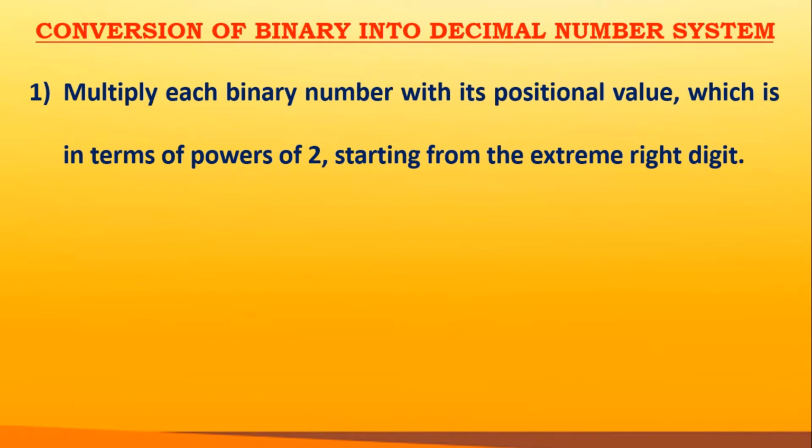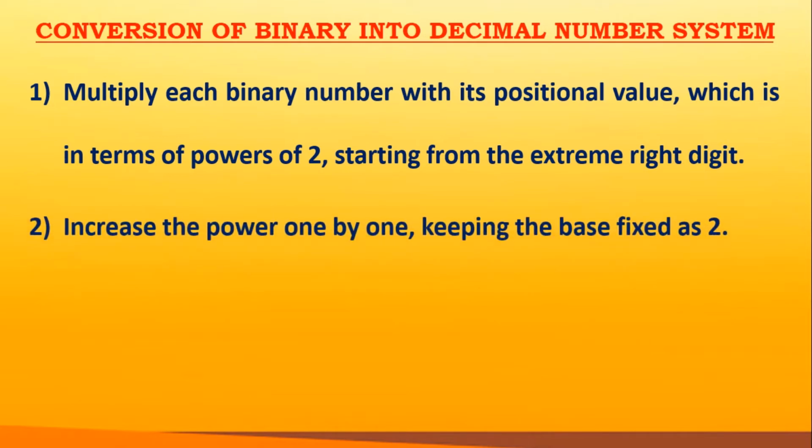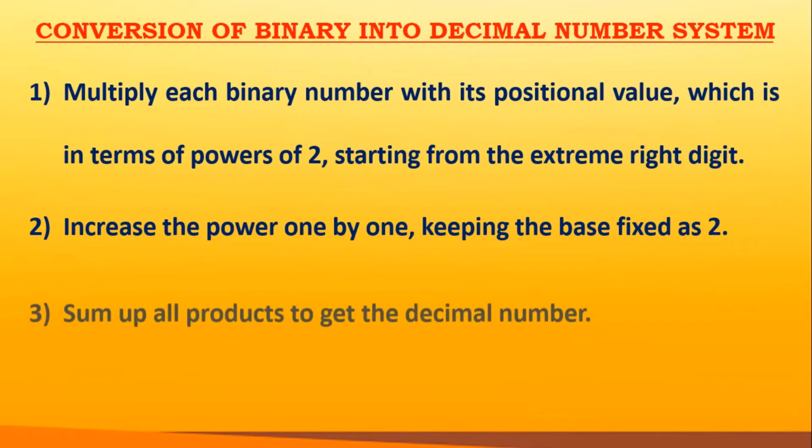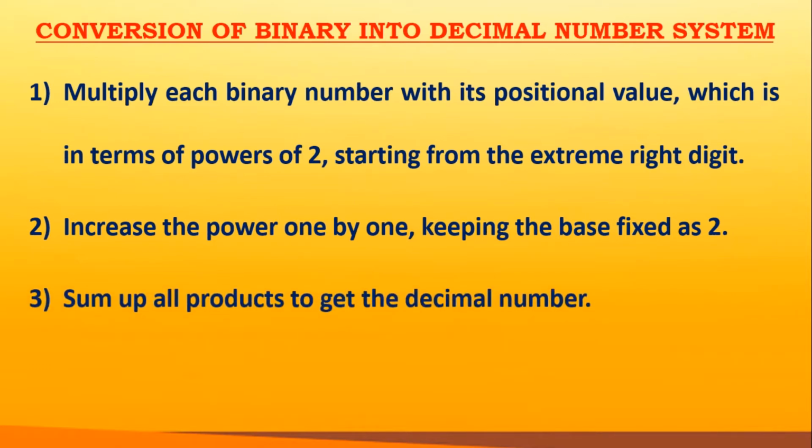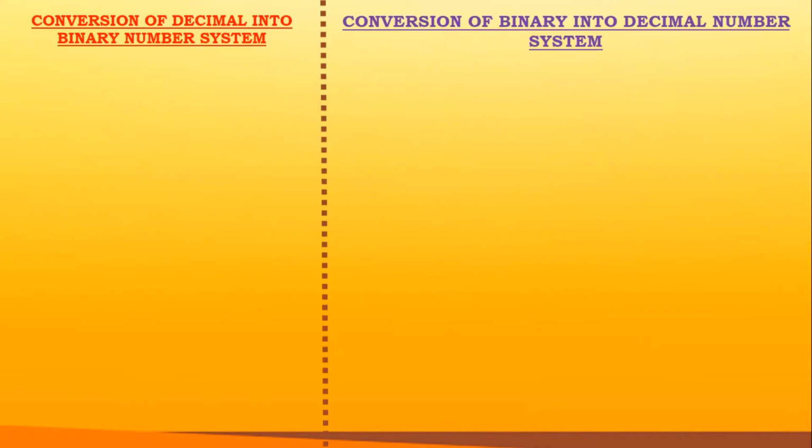Okay, so we have to multiply each binary number by 2. From the right side we have to give the positional value. So next is increase the power 1 by 1, keeping the base fixed as 2. And the third is sum up all products to get the decimal number. So let's understand this with the help of an example.